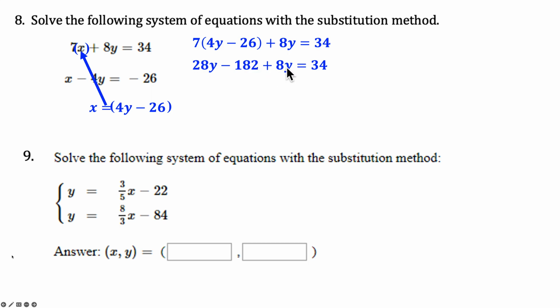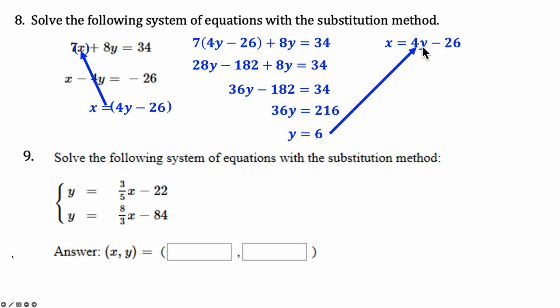Add the y terms together. 28 plus 8, 36y. Add over the 182 to the 34. So 34 plus 182, 216. Divide by 36. Y is a 6. Now take this equation where x is by itself. Take the 6, plug it into that y. 4 times 6 is 24. Minus 26 is negative 2.